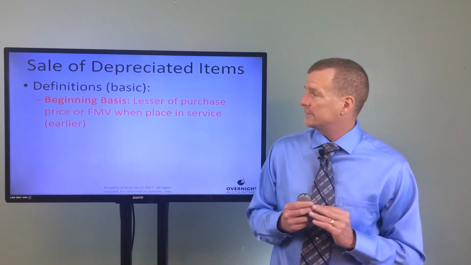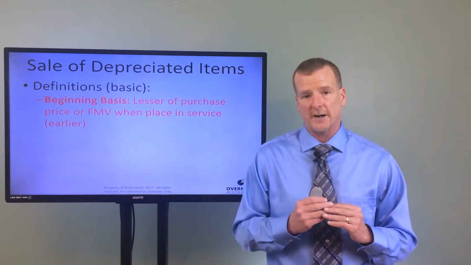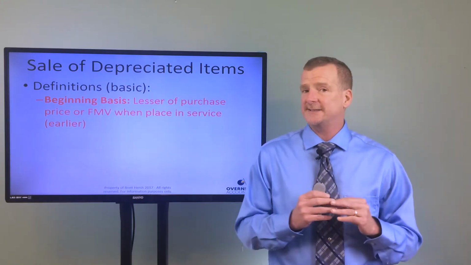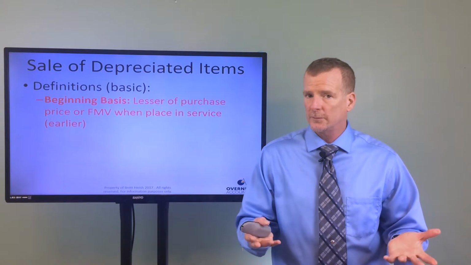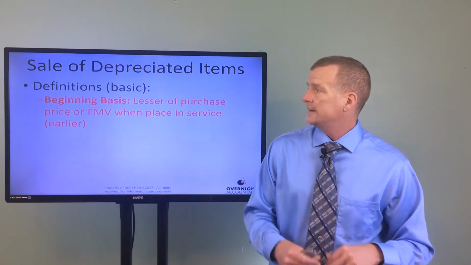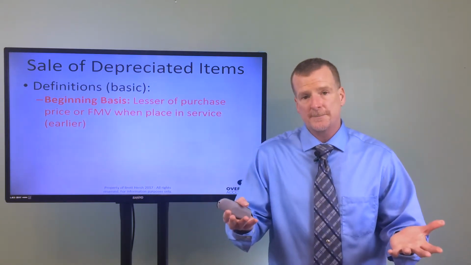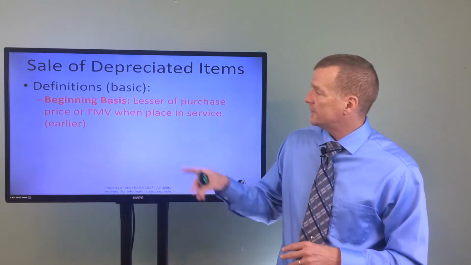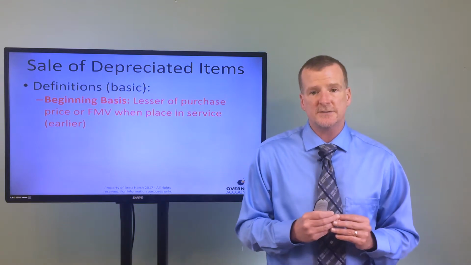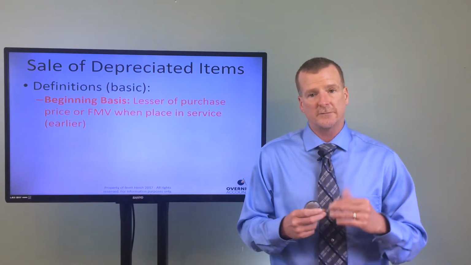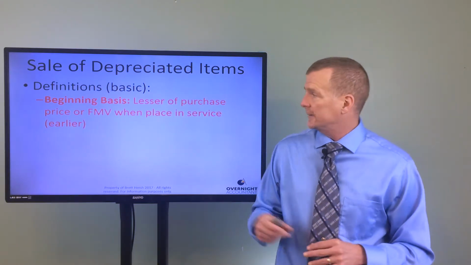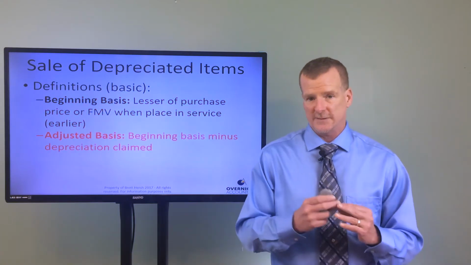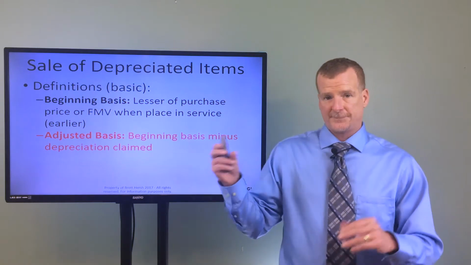So let's go through a couple of definitions here. We're going to give you an example, but I want you to know what we're talking about. Beginning basis. Basis basically means, as a very general rule, the lesser of the purchase price, what you paid for the item, or the fair market value when you placed it in service, which we discussed earlier, particularly with converted items where you run into this a lot. So your beginning basis is going to be the purchase price or the fair market value when you placed it in service.